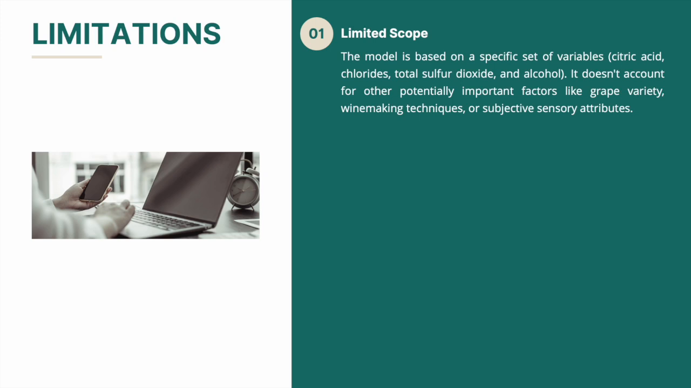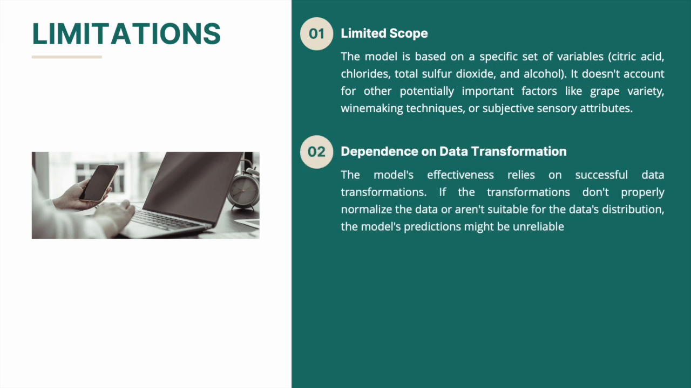The first one is limited scope. We only have citric acid, chloride, total sulfur dioxide, and alcohol to predict the quality. And the second one is dependence on the data transformation. If we're not good at data transformation, it may lead to wrong predictions.